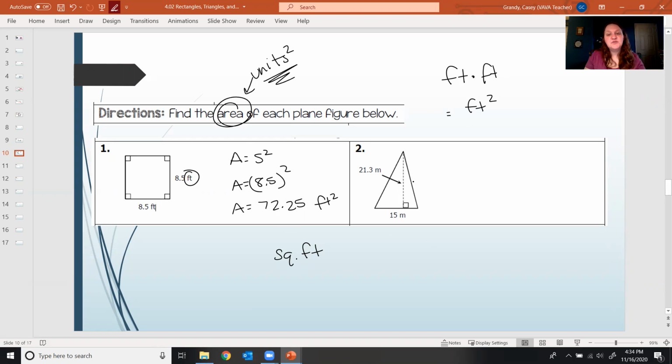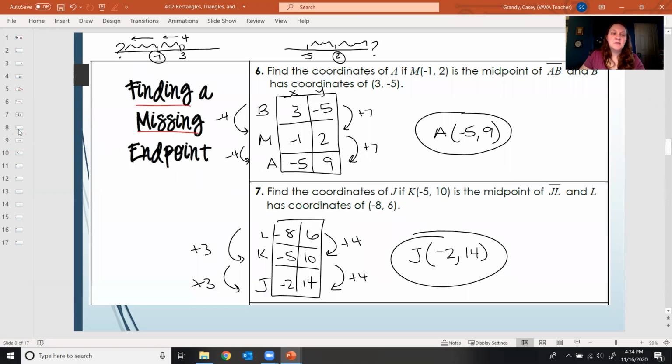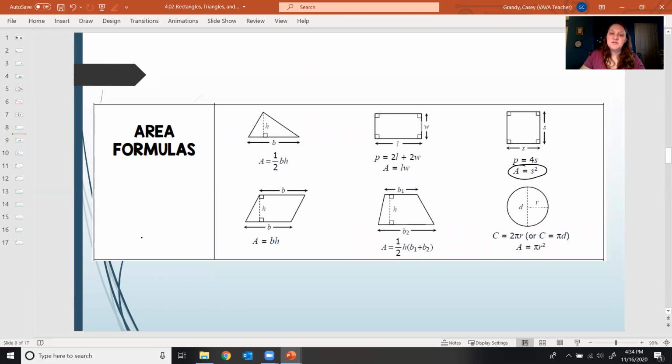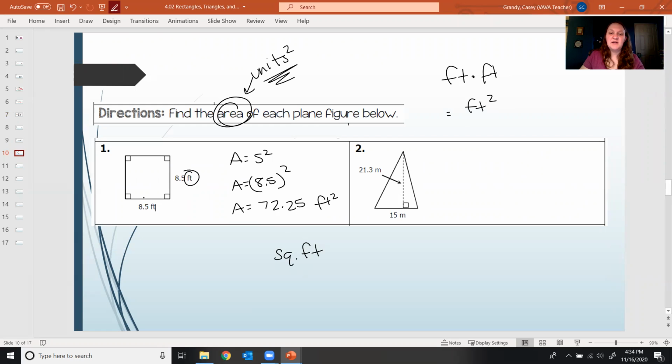In the next example, I have a triangle. Try this one. Go back to your formula sheet if you need to. There it is. Find the triangle, find the formula for its area, and looking at the picture, plug in the numbers and calculate the area. So pause the video now and do that.